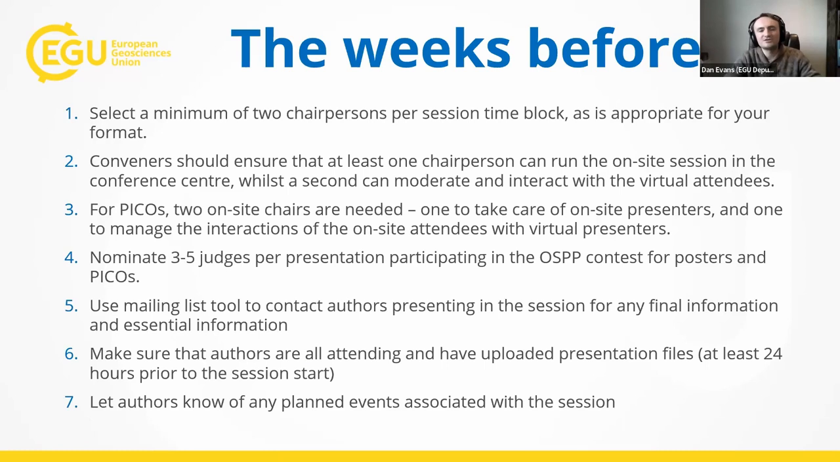But what happens before? It's not just about when you're at the GA, it's what do you do as conveners before the event. So in the weeks before the event, it's good to select a minimum of 2 chairpersons per time block, as is appropriate for the format. What we're saying there is that the conveners are not necessarily the chairpersons in a session. It may well be that the convener is the chairperson, but it doesn't necessarily have to be the case. But all we're saying is that most time blocks are best served with two chairpersons.